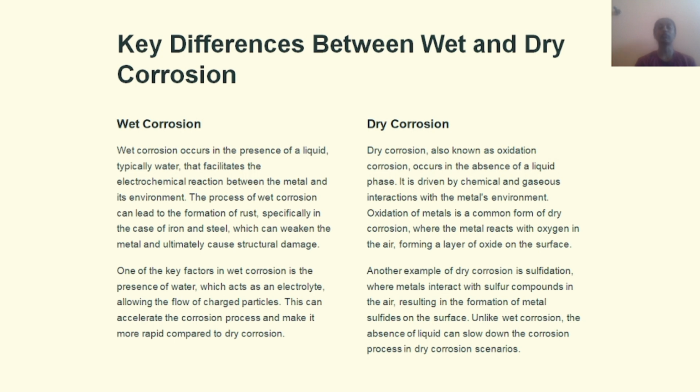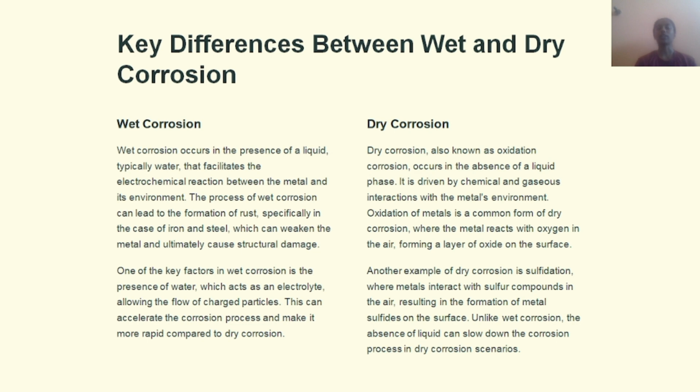Key differences between wet and dry corrosion. Wet corrosion occurs in the presence of a liquid, typically water, that facilitates the electrochemical reaction between the metal and its environment. The process of wet corrosion can lead to the formation of rust, specifically in the case of iron and steel, which can weaken the metal and ultimately cause structural damage. One of the key factors in wet corrosion is the presence of water, which acts as an electrolyte, allowing the flow of charged particles. This can accelerate the corrosion process and make it more rapid compared to dry corrosion.